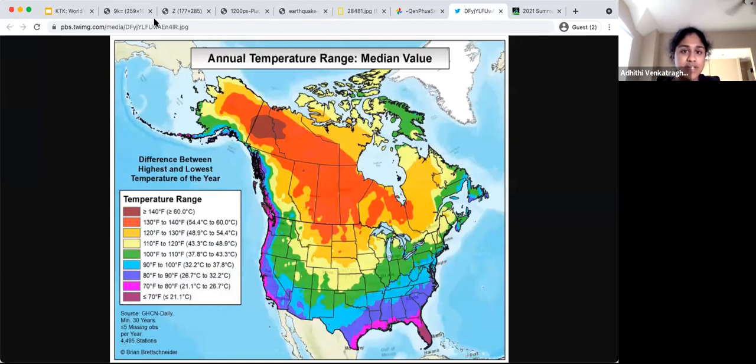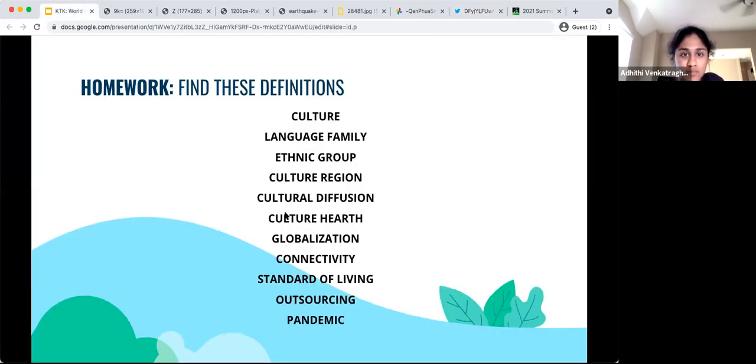So continentality is the temperature range, and you can see that here where the red parts are the areas with the biggest range in temperature and the purple parts with the lowest range. The homework is just those definitions. I can go back to it for a minute if you want. We've got just about 2 more minutes. This is all the definitions that you should know.